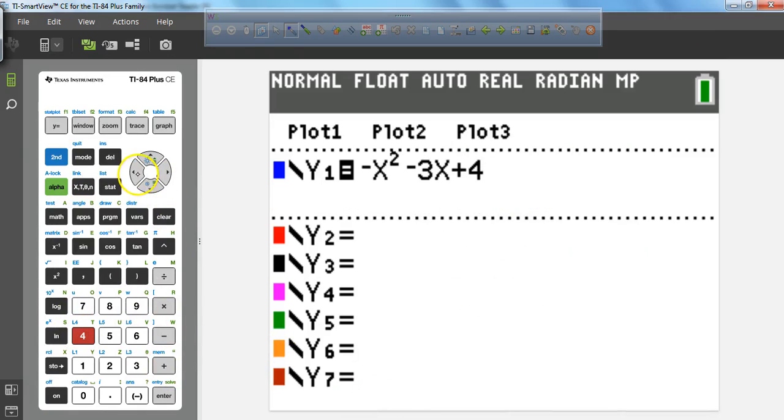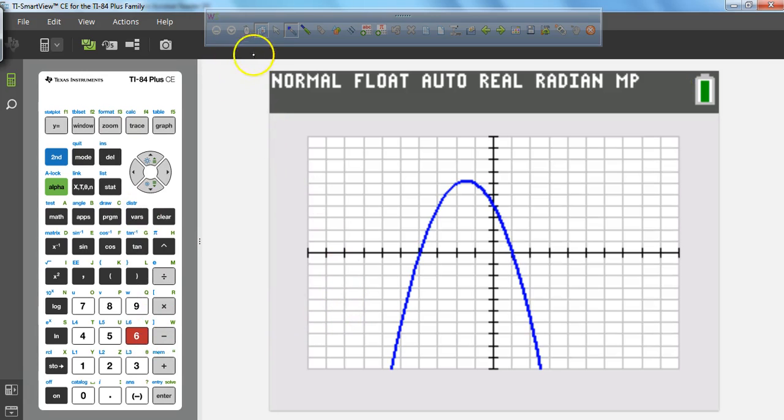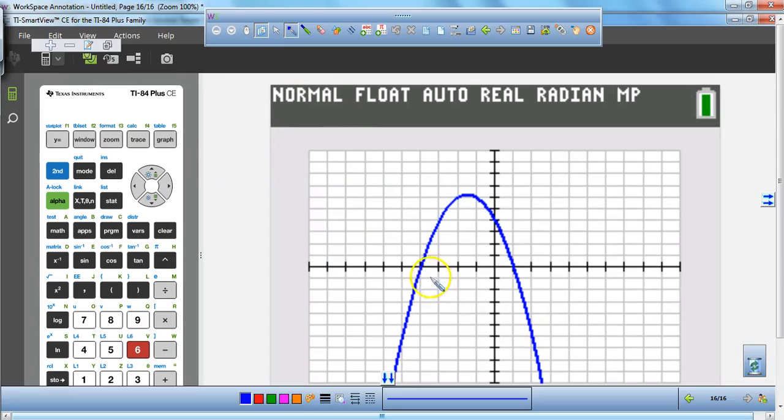I did it on purpose. When you're typing in a quadratic in your calculator, you got to use this minus sign, not the negative sign. If you use the negative sign, it's going to multiply. You got to use that minus sign. Now what we're going to do is hit zoom number 6, take a standard zoom, and let's take a look at these zeros right here. Where are the zeros? Right here and right here. So that's at -4 and that's at 1.